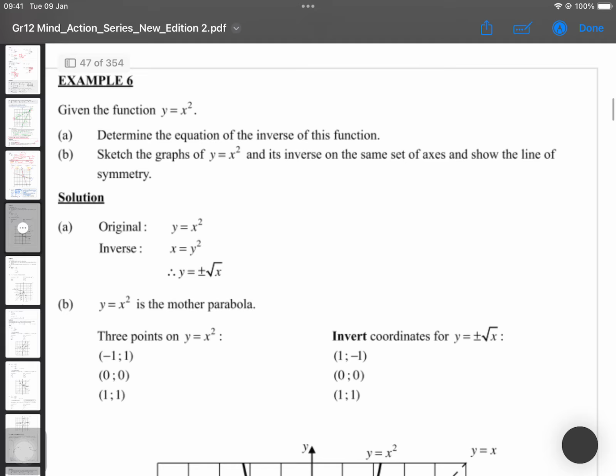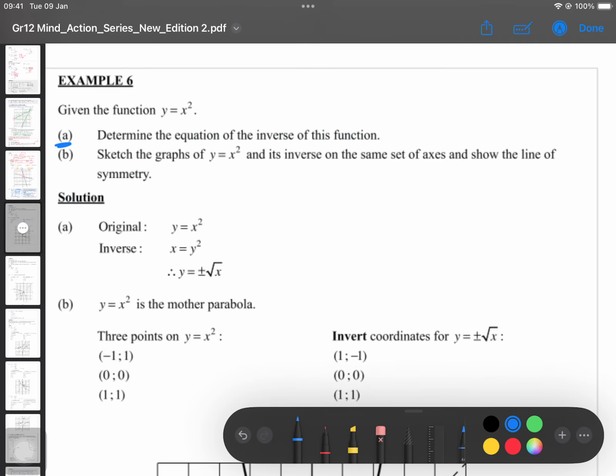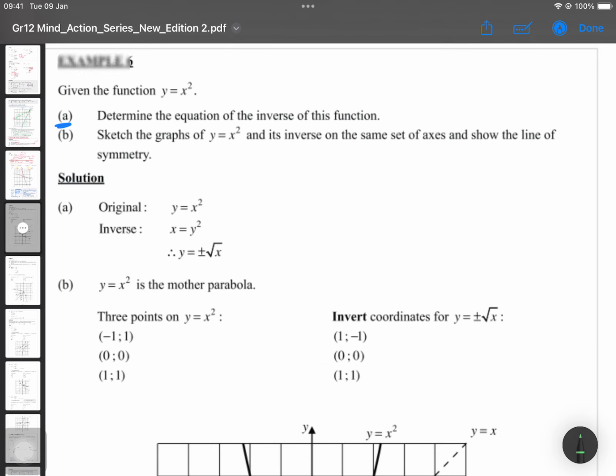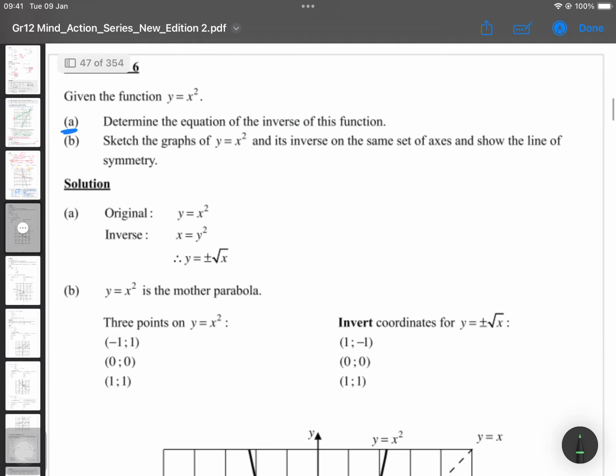Next question. Given the function y equals x squared, a, determine the equation of the inverse of this function. Again, just swapping x and y.